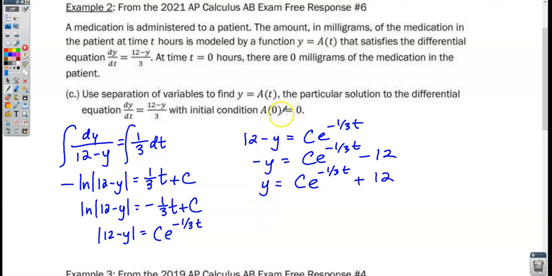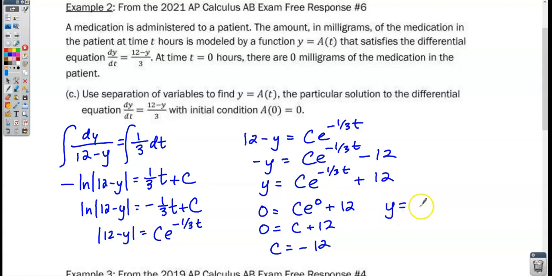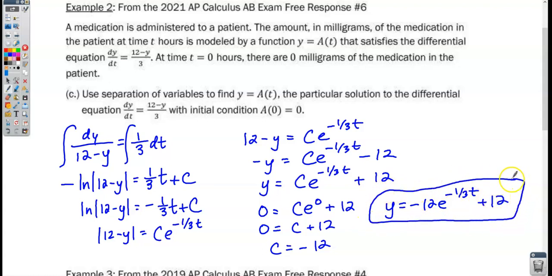So we'll put the initial condition in now. 0 is equal to ce to the 0 plus 12. And so 0 is equal to c plus 12. So c is equal to -12. And so y is equal to -12 e to the negative 1/3 t plus 12. And there's your particular solution to that differential equation with initial condition a of 0 equals 0.